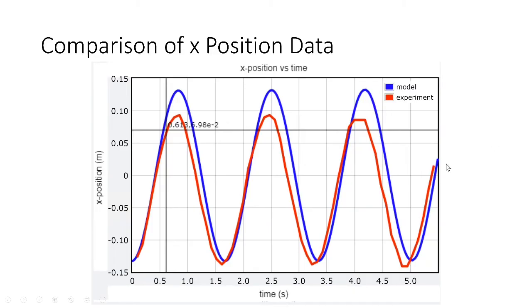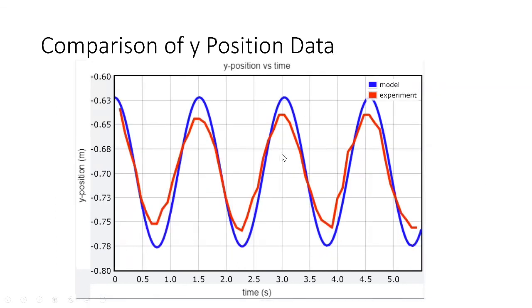The plot of the comparison of x position data shows that the model and experimental data are fairly well aligned, but become less aligned as the iterations continue. Also, the amplitude of the model's position data is greater than that of the experimental data. Similarly, the comparison of the y position data shows that the model has a greater amplitude than the experimental data, but the oscillation periods are fairly well aligned.